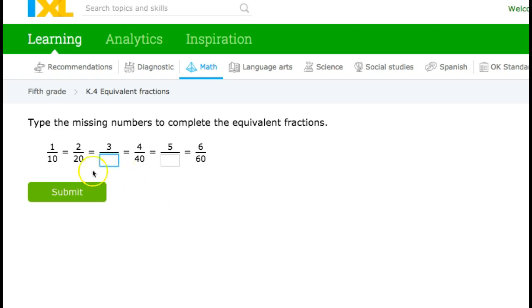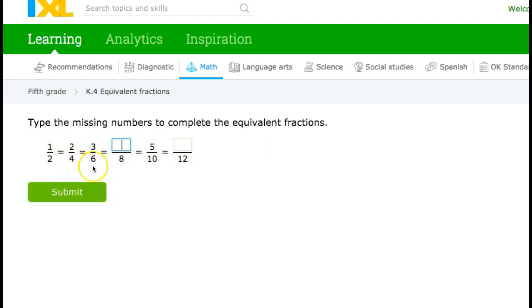Type the missing numbers. I have 1/10, 2/20, 3 over blank, 4/40, 5 over blank, 6/60. I'm noticing my numbers here are increasing by tens. I'm also noticing the relationship: 1 to 10, 2 to 20, 3 to blank, 4 to 40, 5, 6. Some of you have already figured out this is 30 and this one is 50. 1 times 2 is 2, 10 times 2 is 20, 1 times 3 is 3, 10 times 3 is 30. What I do to the top, I have to do to the bottom.